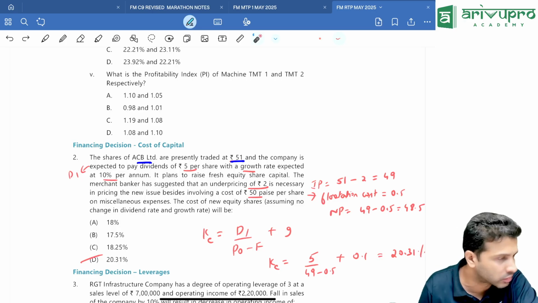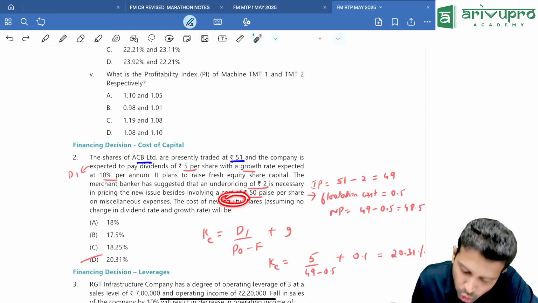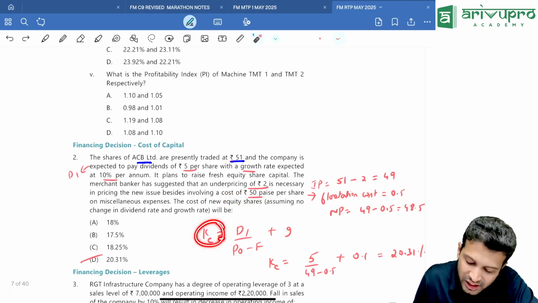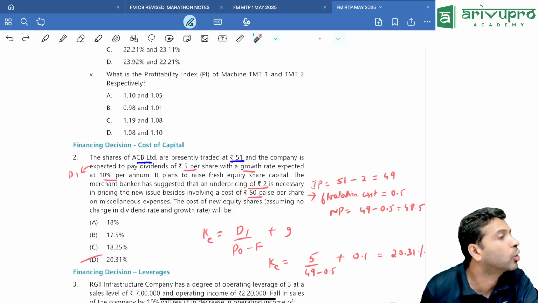The moment it is growth rate, we will use Gordon's formula, because Gordon's is the only one where we use the growth rate. What are they asking you? They're asking you the cost of new equity shares. That means they are asking you cost of equity, that too using Gordon's growth model.